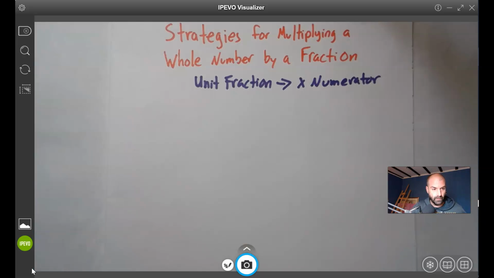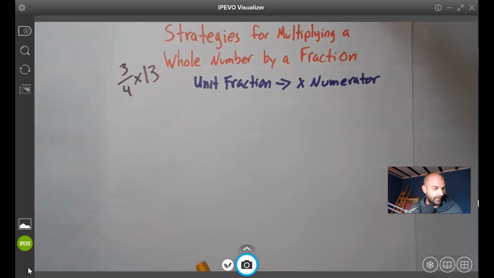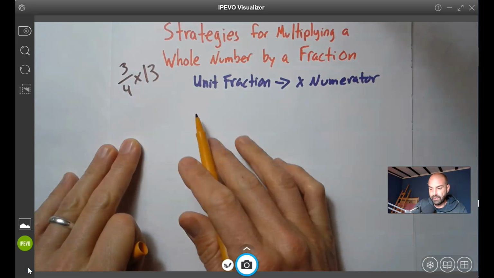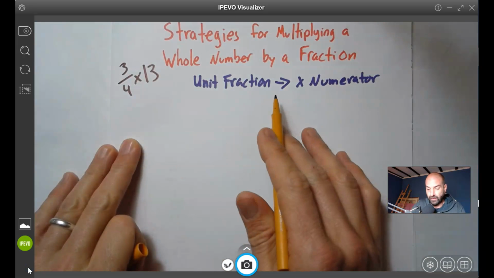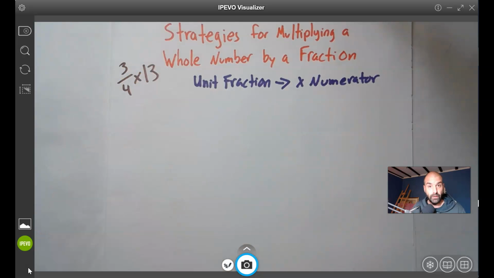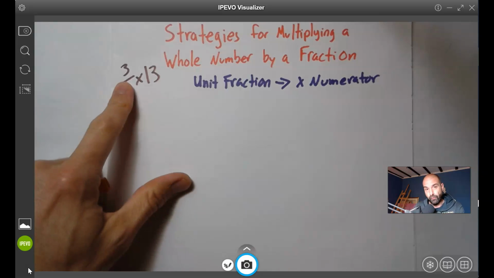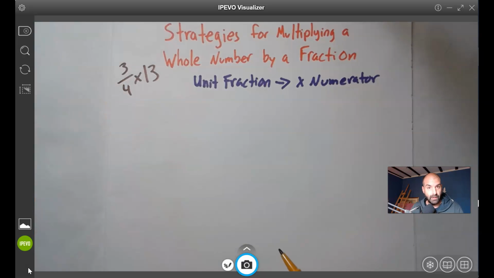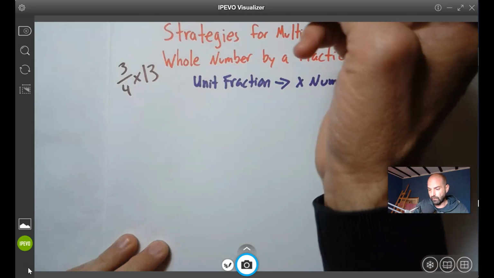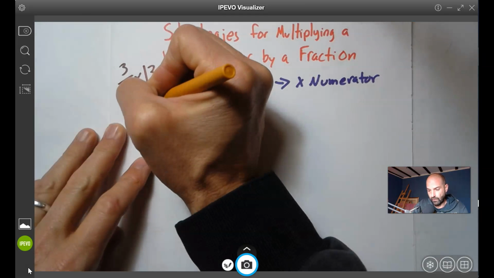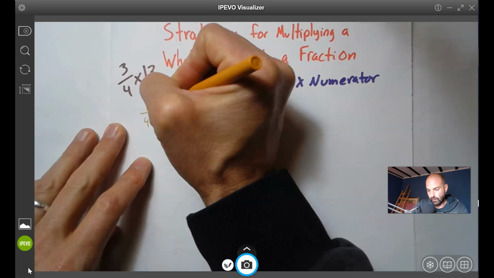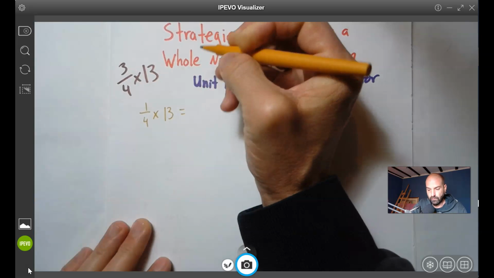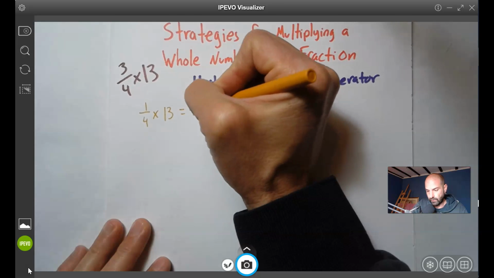So the first one, I think for each of the problems, we're going to look at 3/4 times 13, which I should have had written there, and I just did. All right. So the first thing that we can do is we can find the unit fraction and then multiply it by the numerator. The reason we can do that is all fractions are made up of unit fractions. 3/4 is made up of 1/4 3 times, which is 1/4 times 3. Any fraction, again, is made up of unit fractions. So that's why we can do this. So that would say that we could go to 1/4 times 13, which is equal to, we could say 13/4.